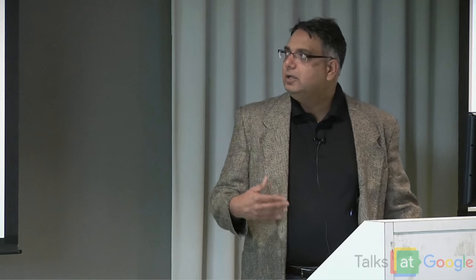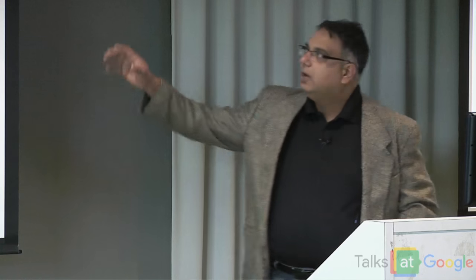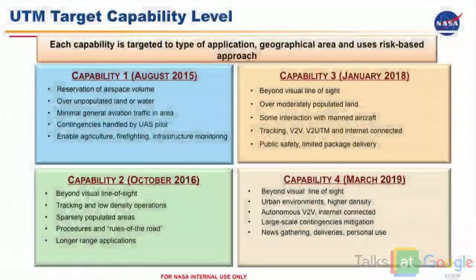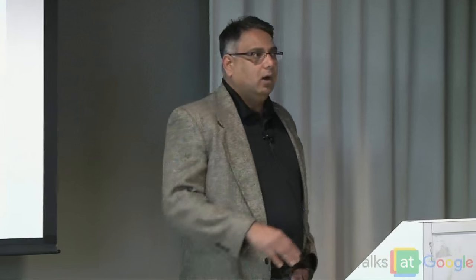And the fifth principle is that drone operators and drones give preference to public safety drones and public safety manned aviation. So using those principles, we go to the subsequent capabilities. And the last capability, the fourth capability, allows you to operate in urban high-density airspace, where you really need to worry about the large-scale contingencies that we talked about before. But this is where our vision is.